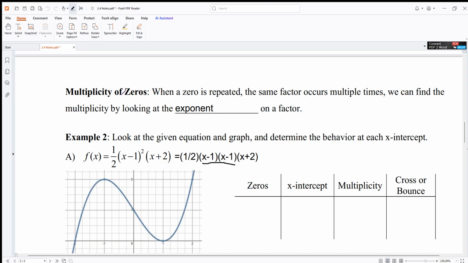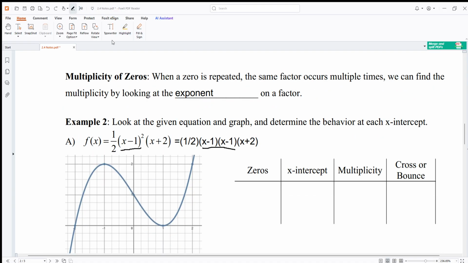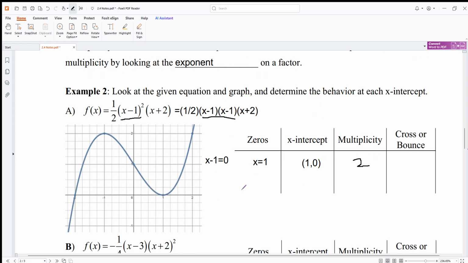So that means for my first factor, for this x minus 1 factor, its multiplicity is 2, because I have 2 of them, right? So let's just write this off to the side. For the x minus 1 factor, if I were to actually set that equal to 0, add the 1 both sides, we get 1 as the zero. X equals 1. The intercept, 1 comma 0. And because there's 2 of that x minus 1 in my equation, its multiplicity is 2. There are 2 in the parentheses, right?